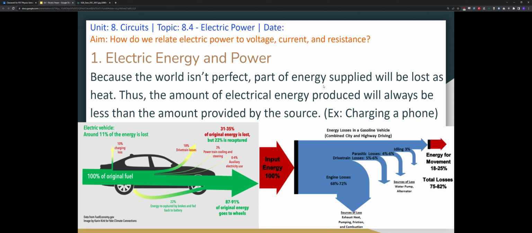Let's take a look at the left image, an electric car. In an electric car, most of that energy does go to moving the wheels. 90% of it goes to moving the wheels, whereas you lose 10% of that energy due to other things like heat. So definitely makes a huge difference.